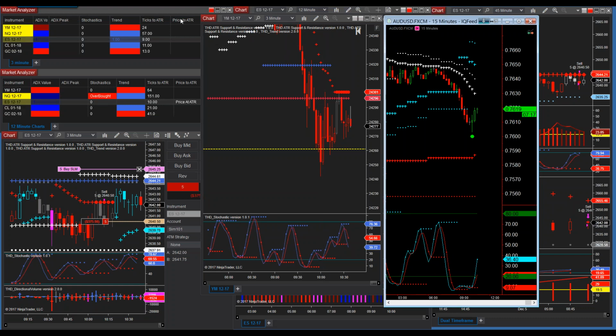And notice that right now there's nothing in the market analyzer under the ATR. So there's no reason to look at another market if you are not at an ATR. Does everyone understand that?